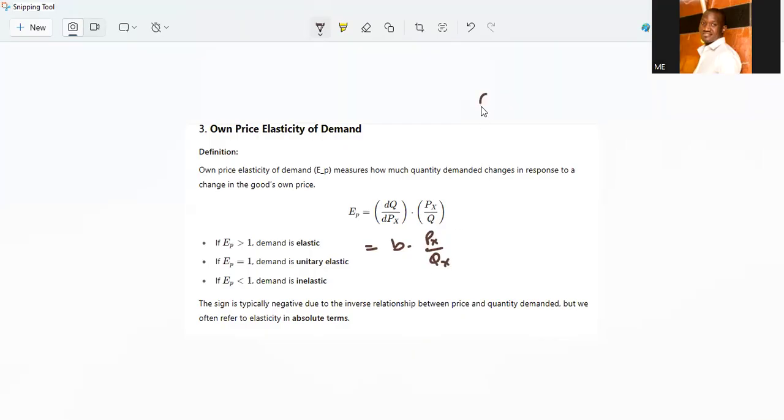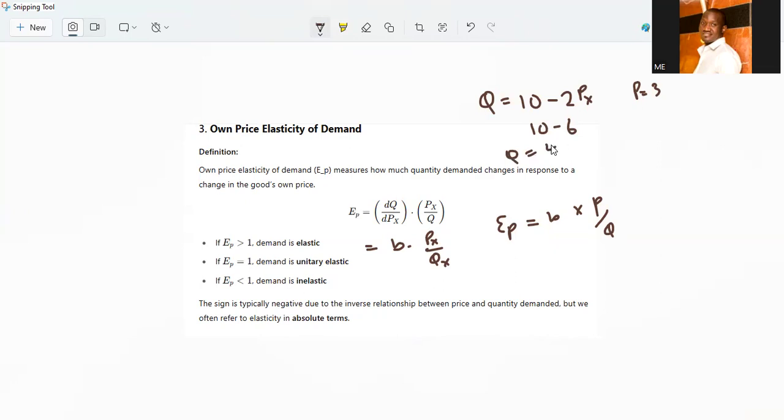So if the demand function is given by Q = 10 - 2P, elasticity of demand is given by b, which is a gradient, times the price of that product over the quantity. So in this case, if our price, for instance, was 3, it will be 10 minus 2 times 3, which is 6. So it will be 10 minus 6. What is our quantity? Our quantity, therefore, will be calculated as 4.